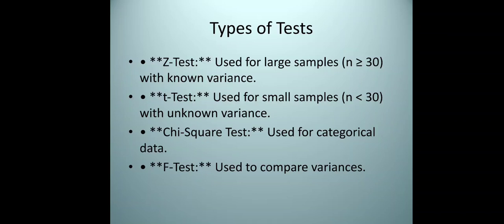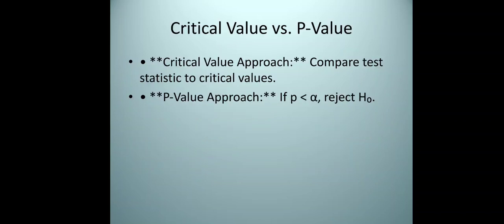The types of tests. Z test is used for large samples, n greater than 30, with known variance. T test is for n less than 30 with unknown variance. Chi-square test is used for categorical data. F test is used for comparing variances.